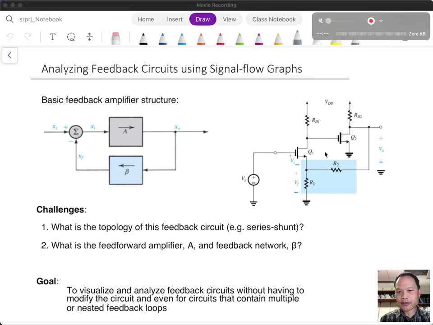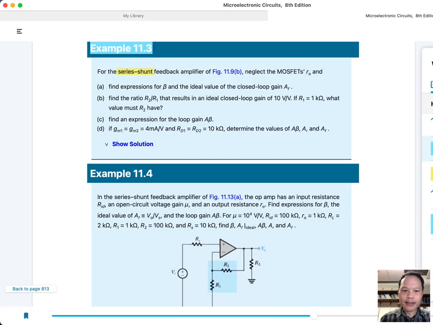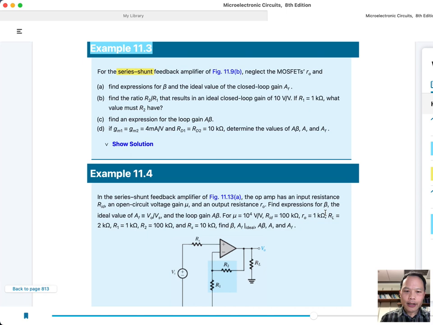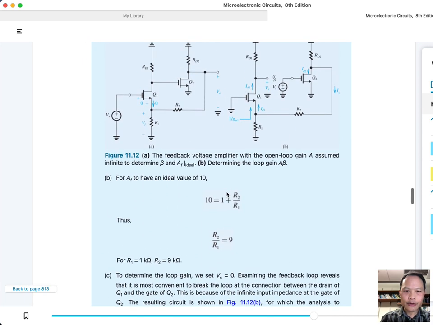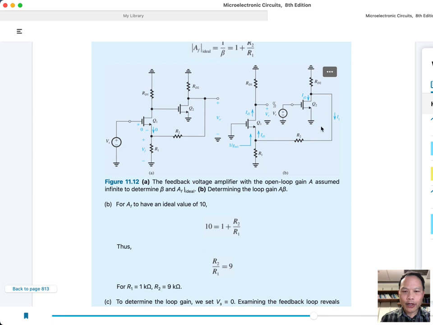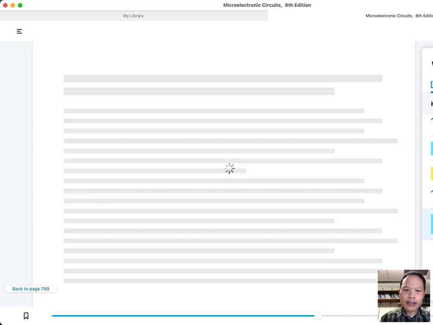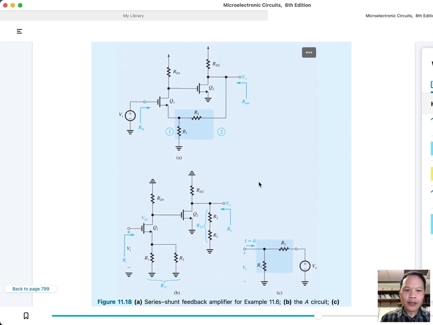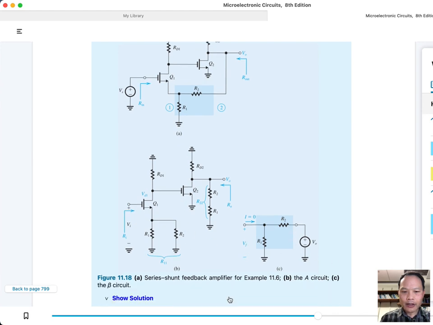So for this circuit from Sedra and Smith, example 11.3, if you're trying to determine the loop gain in this solution, it requires you to take the circuit and break it at some point in order to calculate the loop gain. In example 11.6, they take the same circuit and modify it to create a feed-forward amplifier A and a feedback network B.